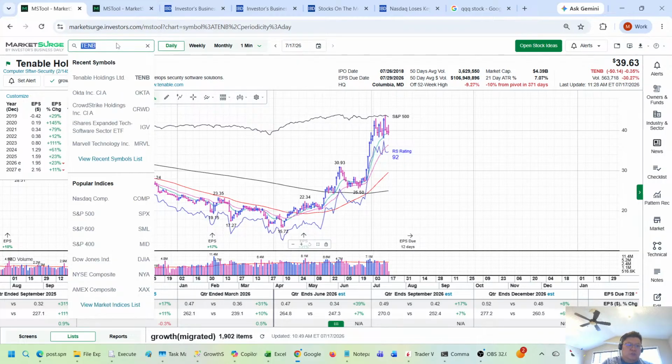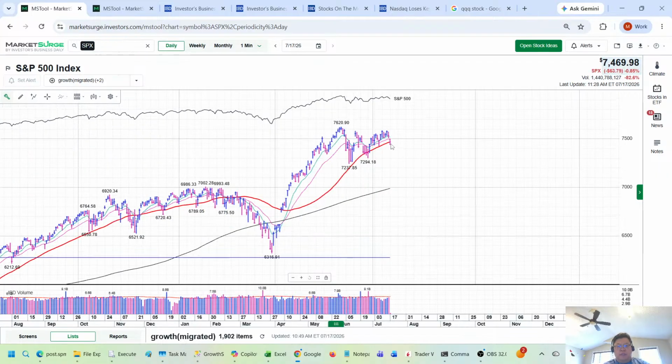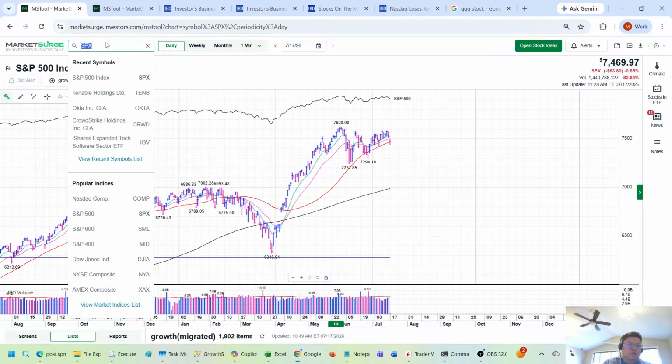Anyhow, let's go to the S&P right now. This one also gapped down. You see, it went to the red line. It's trying to hold the red line, but again, not much of a bounce. That's the problem. The bounce is just not enough. It's so weak. It's just not good.